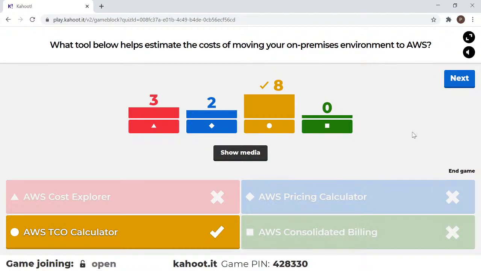So AWS TCO calculator is the right answer. So moving on to the next question.